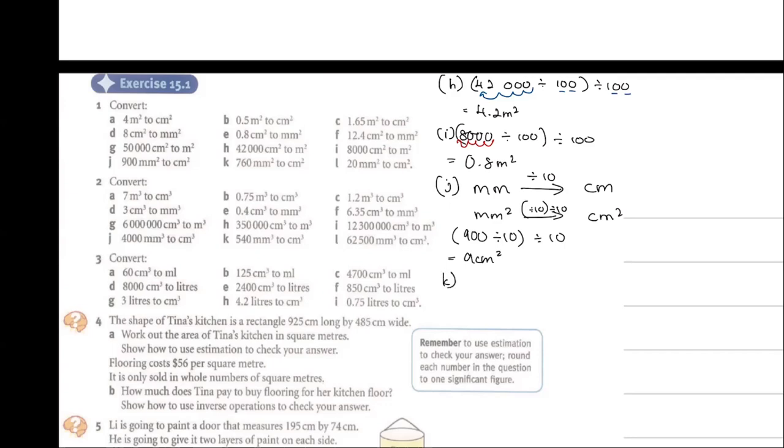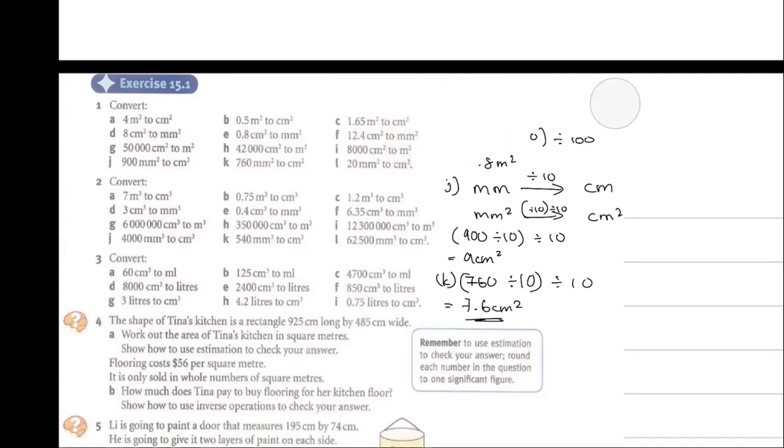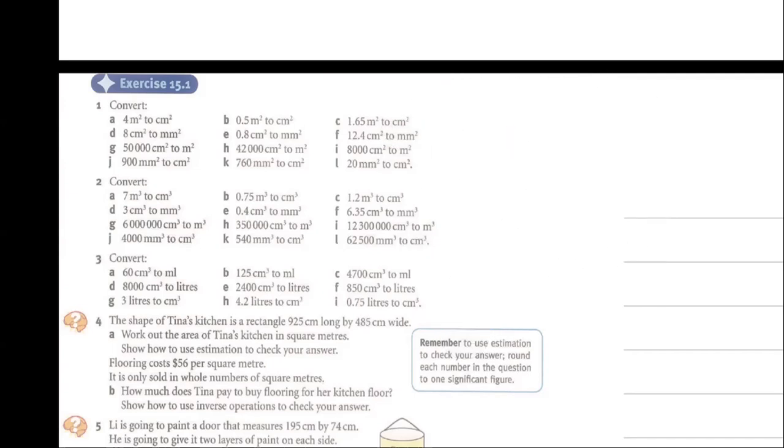Okay, K, 1,276, do the same thing, divided by 10, divided by 10. We're going to get 12.76 square centimeter. Done for K. Now let's go to L. 20 divided by 10, divided by 10. Get 0.2 square centimeter. Okay, so that is for question number 1.